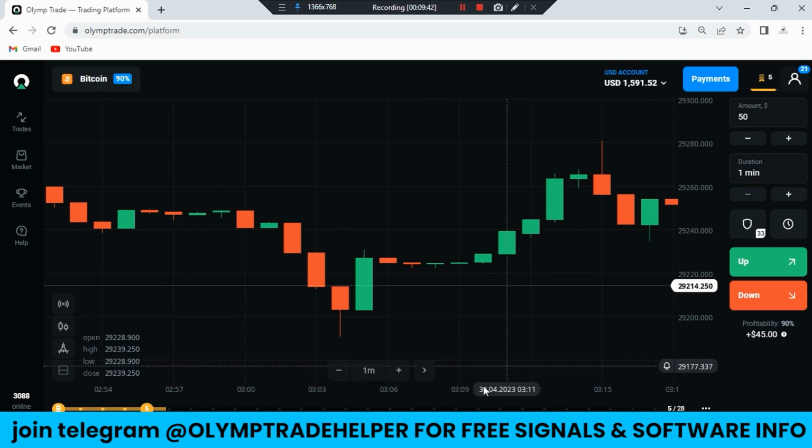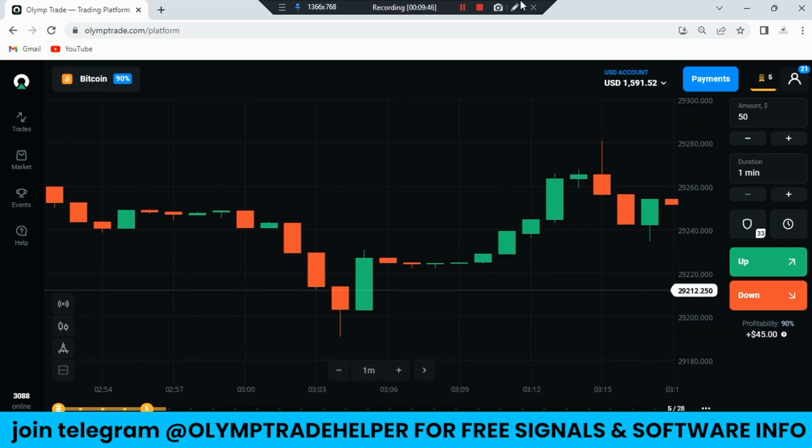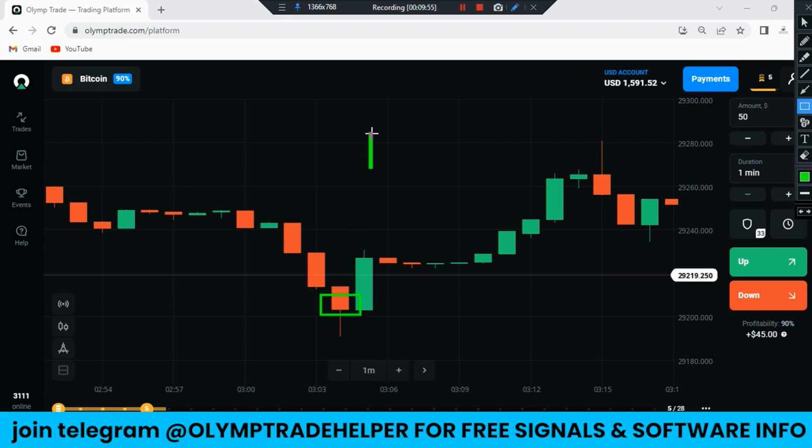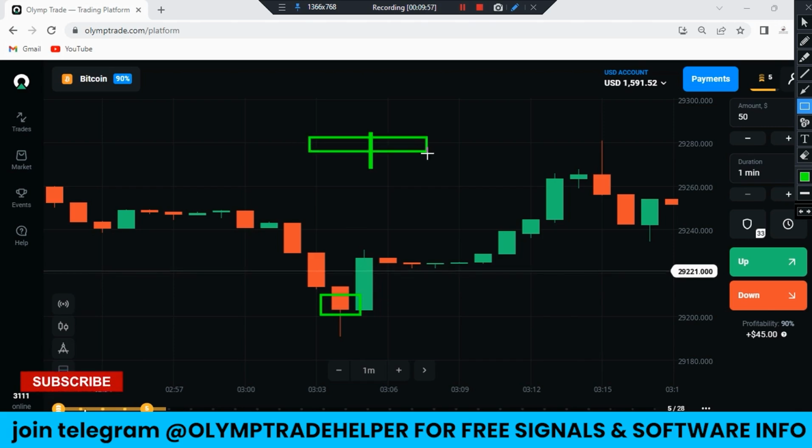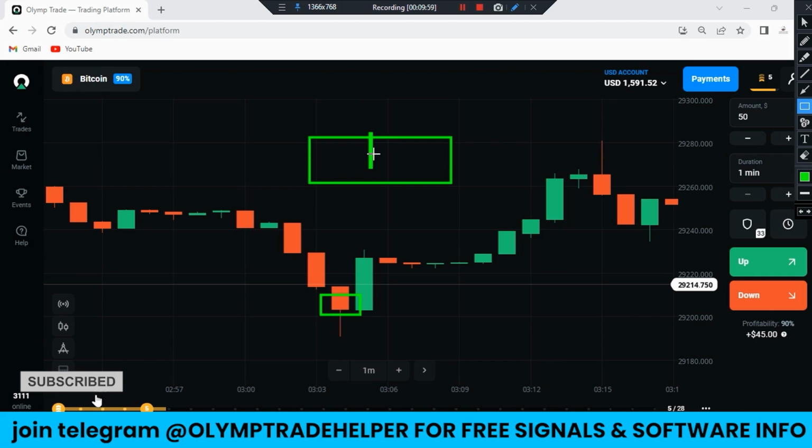The color of the candlestick does not matter. Now suppose this candlestick is green instead of red. Does it make any difference? No, it doesn't, because the wick is a wick. The wick only tells us that there were buyers in the market, because of which there was no closing here. The market went down, but its closing finally opened. This means that there were buyers at that level in the market.